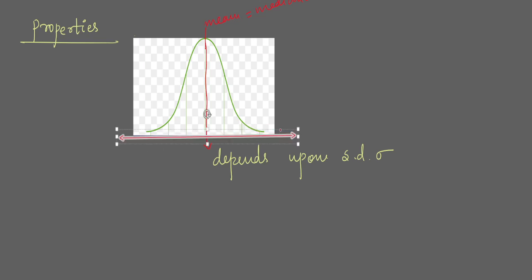This horizontal line extends from minus infinity to plus infinity. And as it is a density curve, the total area under this curve represents the probability, and it is always equal to 1, or that is 100%. And one more property is that it is unimodal, meaning only a single peak can be observed here.